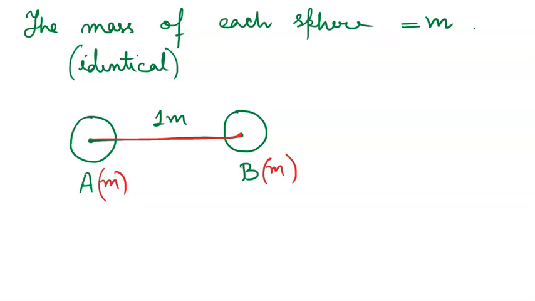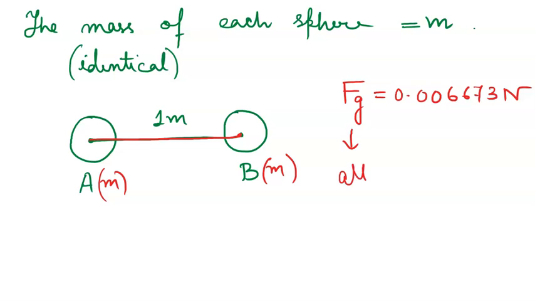So now the force of attraction, or the gravitational force, between these two identical spheres is given as 0.006673 Newton. We will write the gravitational force equal to 0.006673 Newton. That is the force of attraction between them. Always remember, the gravitational force is always attractive in nature.